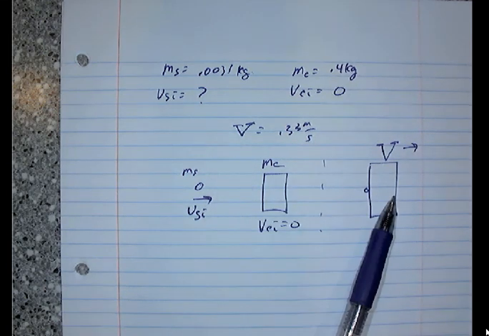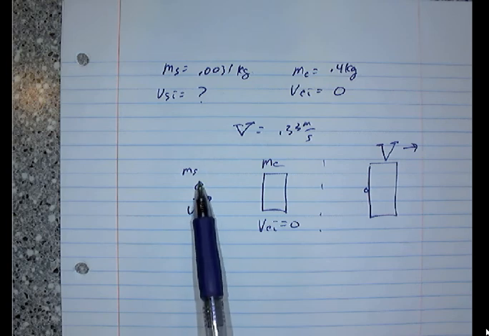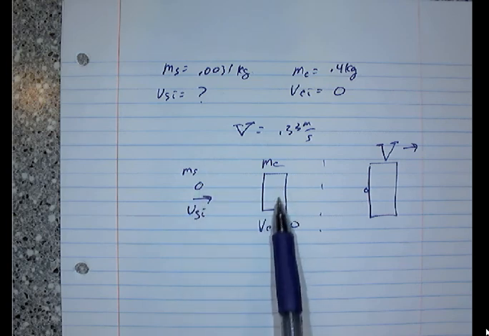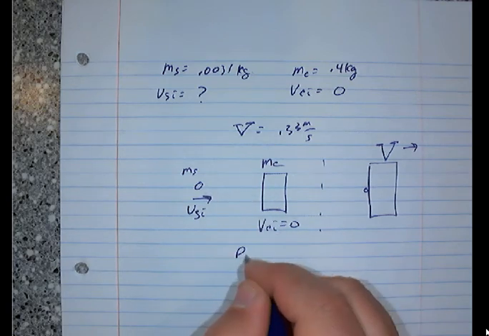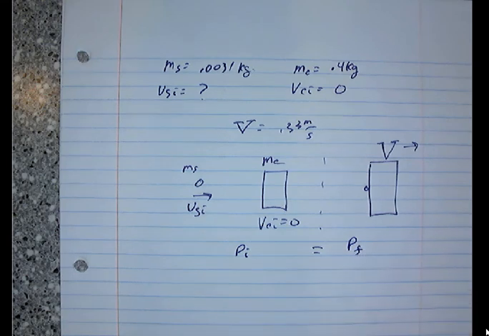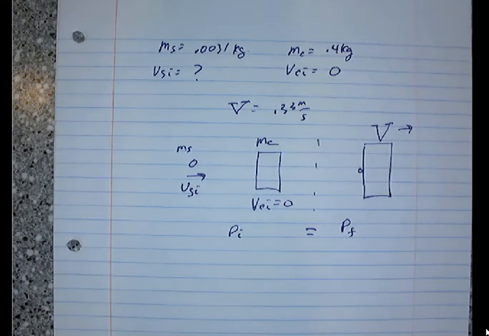This is after the collision. Before the collision, here's a spitball traveling towards the carton. The carton's initially at rest. That's the initial momentum here. That's going to be equal to the final momentum over here. So it's another completely inelastic collision.